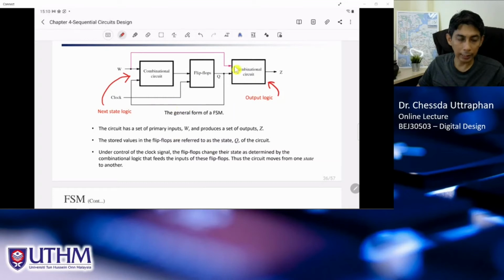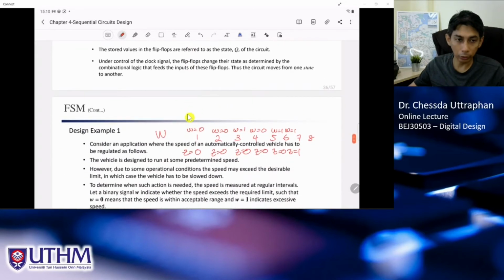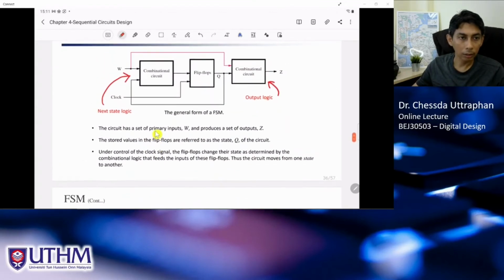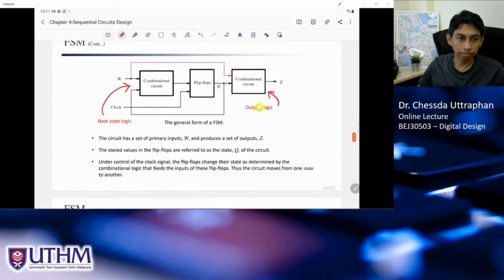All right. So this is the general structure of the finite state machine, right? We will use what is called the finite state machine to design the system that can do this. Here we have flip-flops, or register, depending. If we have only one flip-flop, it is a flip-flop. If we have more than one flip-flop, it is a register.